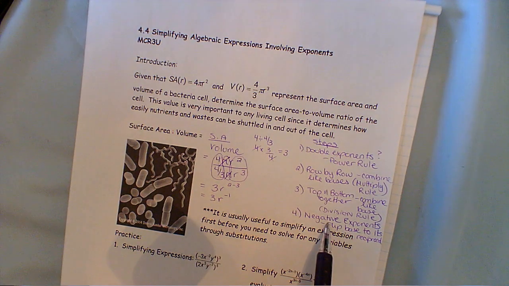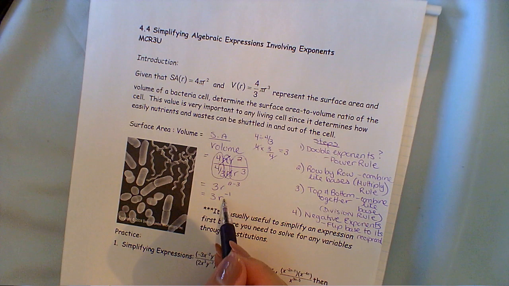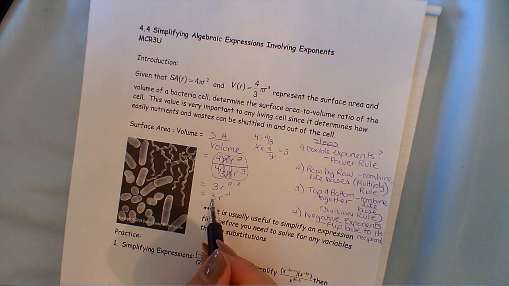Last step, negative exponents. Do I see a negative exponent? Yes. We don't like leaving our answer like this. So what we do is we flip the base that the negative exponent is sitting on. The 3 does not have the exponent on him. I repeat, the 3, there's nothing wrong with the 3. The 3 stays where he is.